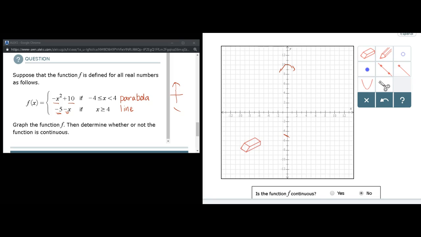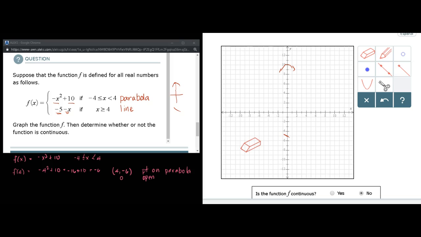Now let's look at the domain of the parabola. It's the interval -4 to 4, open at 4, closed at -4. So we map the endpoints. f(4) is -16 plus 10, which gives us -6. So (4, -6) is an open point on the parabola.